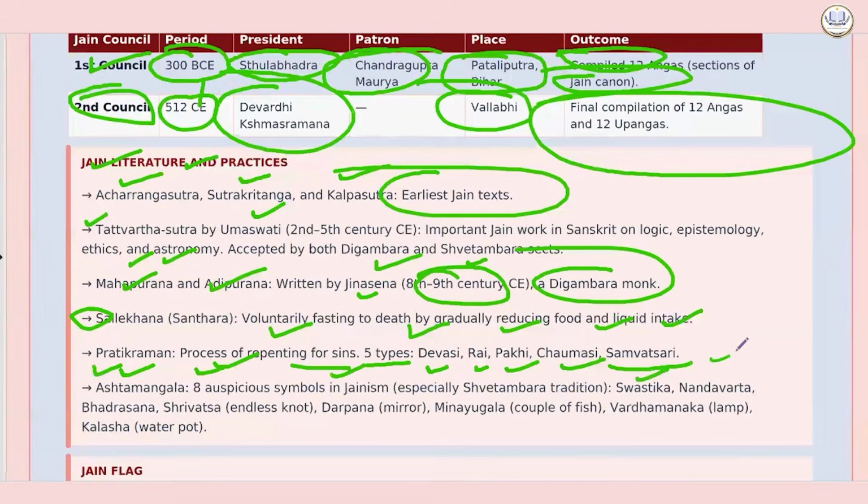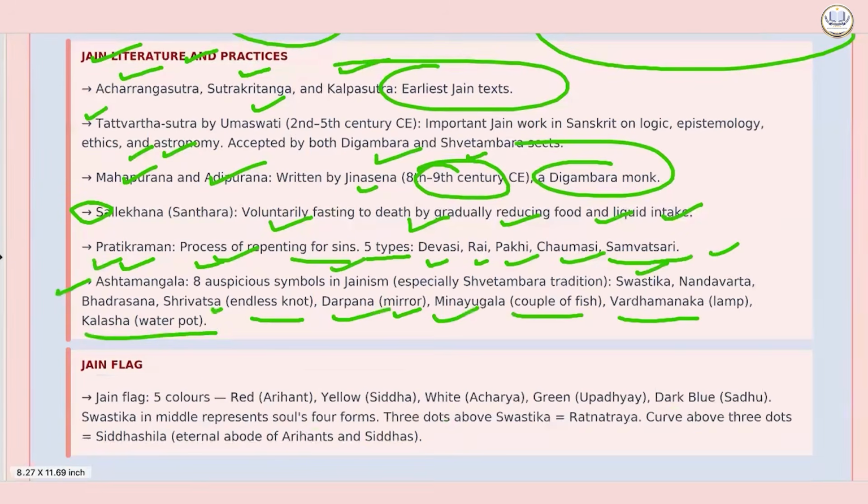Swastika, Nandyavarta, Bhadrasana, Srivatsa, that is the endless knot, Darpana, mirror, Minayugala, couple of fish, then Vardhamanaka, lamp, and Kalasha, that is the water pot.